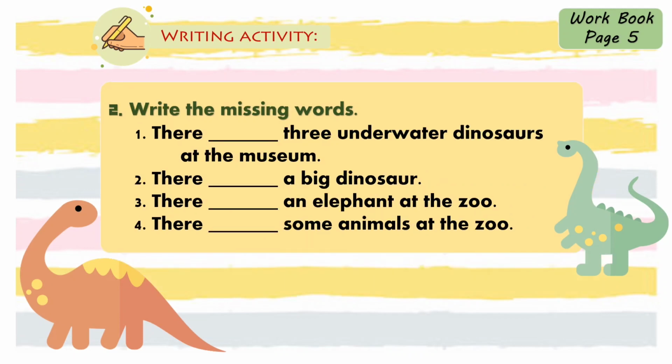Part 2, write the missing words. There blank 3 underwater dinosaurs at the museum. Answer are. Number 2, there blank a big dinosaur. There was a big dinosaur. 3, there blank an elephant at the zoo. There is an elephant at the zoo. Number 4, there blank some animals at the zoo. There are some animals at the zoo.